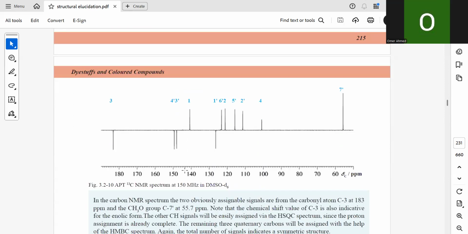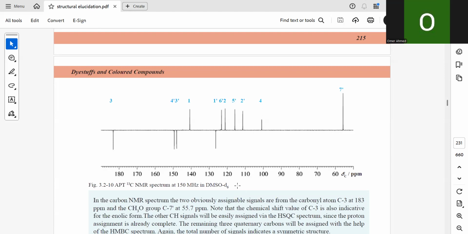This is the carbon 13 spectrum. In carbon 13, the two obviously assignable signals are from the carbonyl, carbon 3, at 183 ppm, and the methoxy group, carbon 7 prime, at 55.7 ppm.